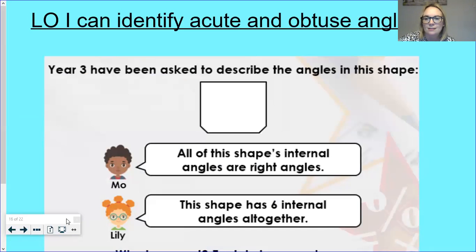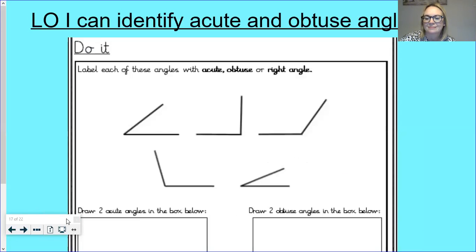It says year 3 have been asked to describe the angles in this shape. So we've got 2 opinions here. Mo is saying that all of this shape's internal angles, so the angles inside the shape, are right angles, our L shape. And Lily is saying this shape has 6 internal angles altogether. Who is correct? Is Lily correct, or is Mo correct? Pause the video, have a little think about that. Hopefully you realised that Lily was correct. 6 internal angles. Mo was not correct. They were not all right angles.